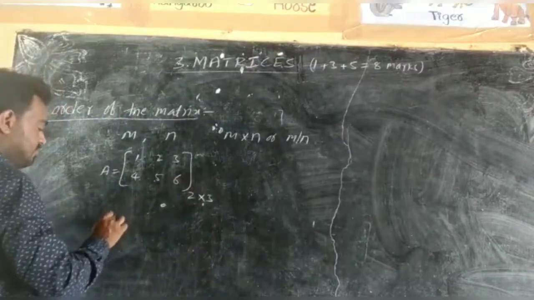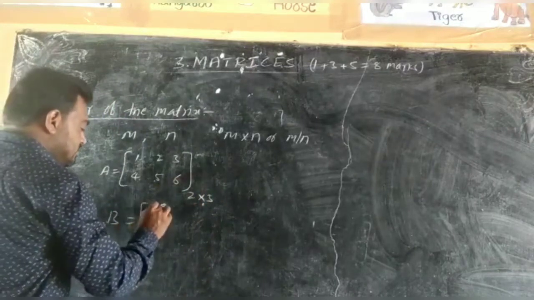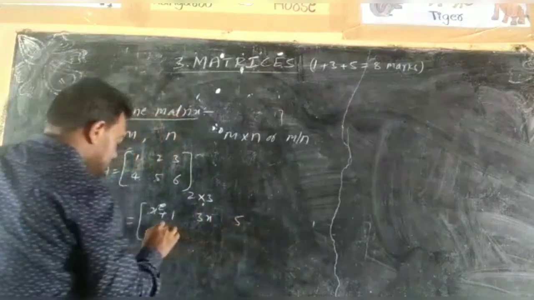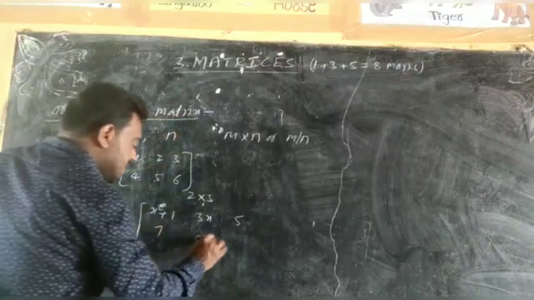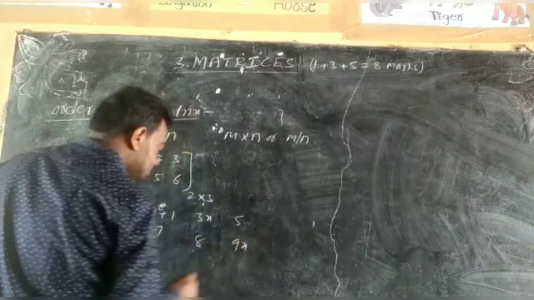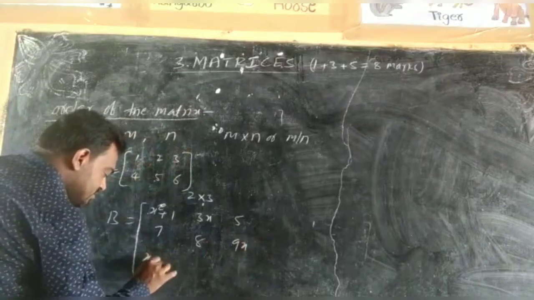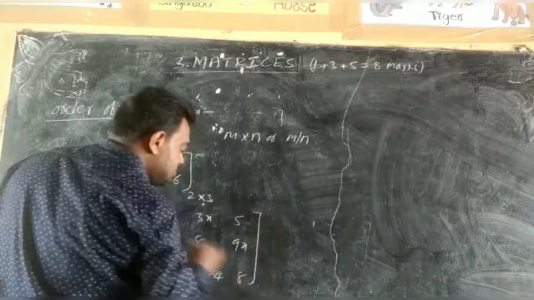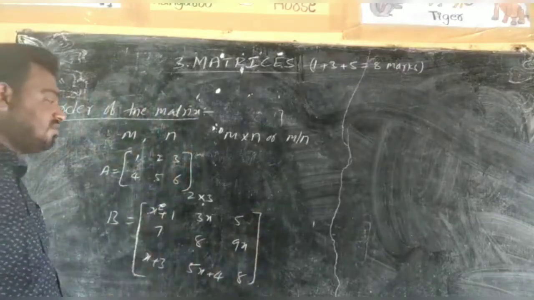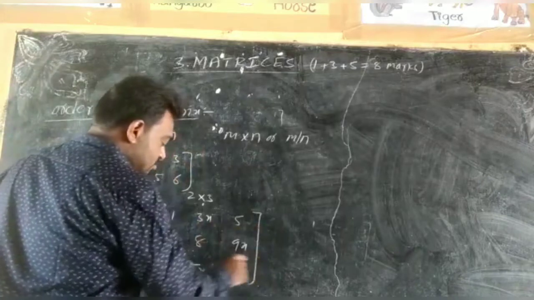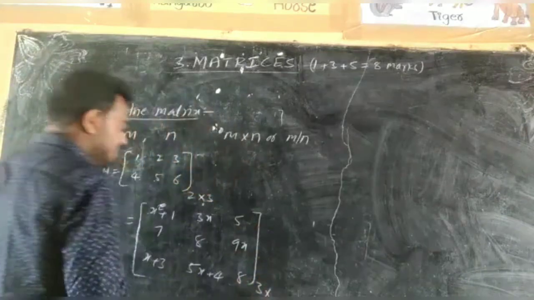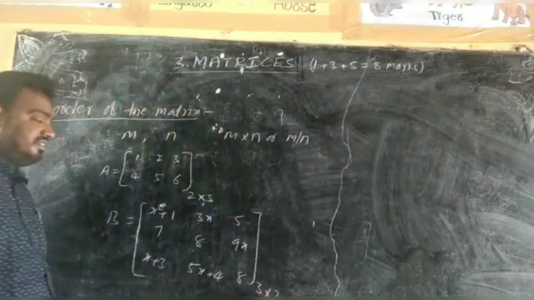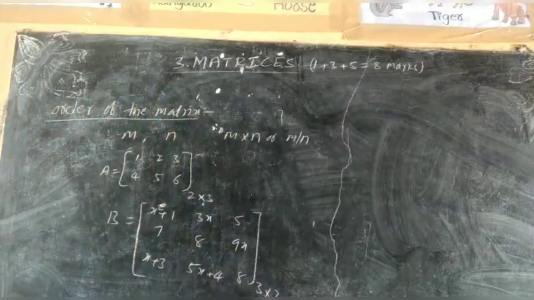You see one more matrix, B is equal to x square plus 1, 3x, 5, 7, 8, 9x, next to x plus 3, 5x plus 4, 8. This is one of the matrix. Here how many rows are there? 1, 2, 3. 3 rows. And the columns, how many columns? 1, 2, 3. 3 columns. Right? This denotes the order of the matrix.